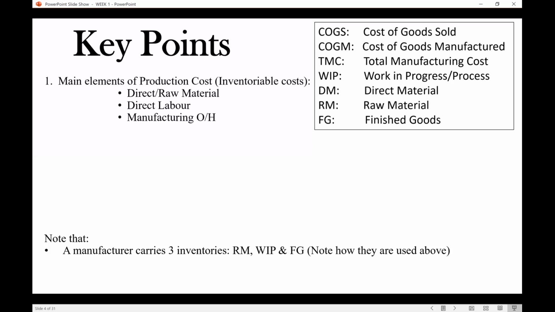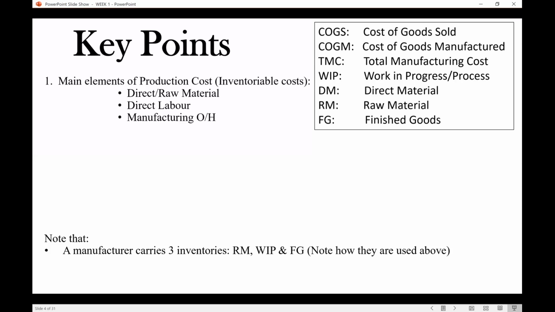TMC is total manufacturing costs. WIP, as we're seeing down here, is work in progress or work in process. You have DM, which is direct material, RM, which is raw material, and FG, finished goods. So just to give you a little key, so you would know what we're talking about if we're supposed to use the acronyms for them. So a manufacturer carries three inventories: raw materials inventory, work in process inventory, and finished goods inventory. And I believe these are self-explanatory.